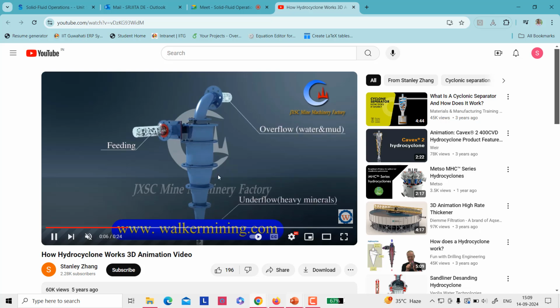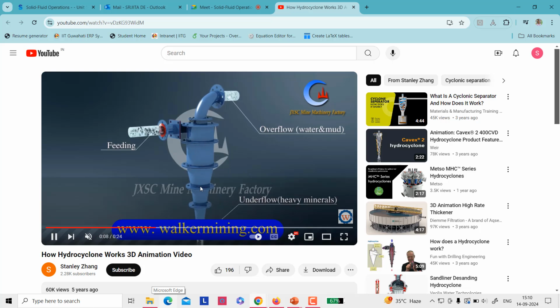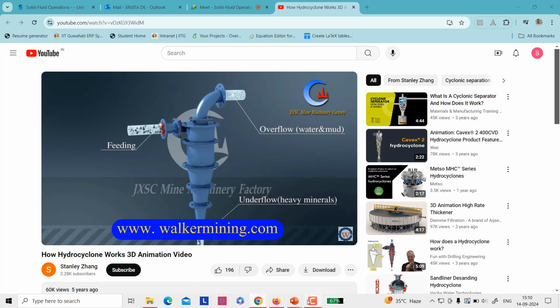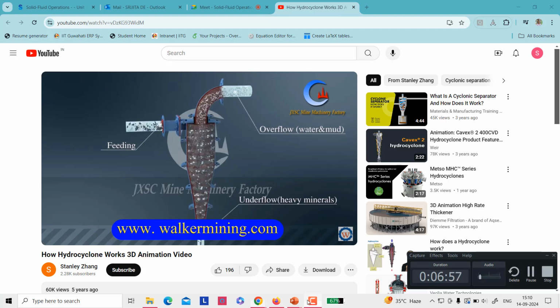If you see, the feeding of the mixture is happening from the left side. This is the overflow, and in this overflow there is water. Suppose we are separating dust particles from a water mixture. So we are separating here: the overflow is the water and the heavy minerals are the underflow. So this is the screening technique.